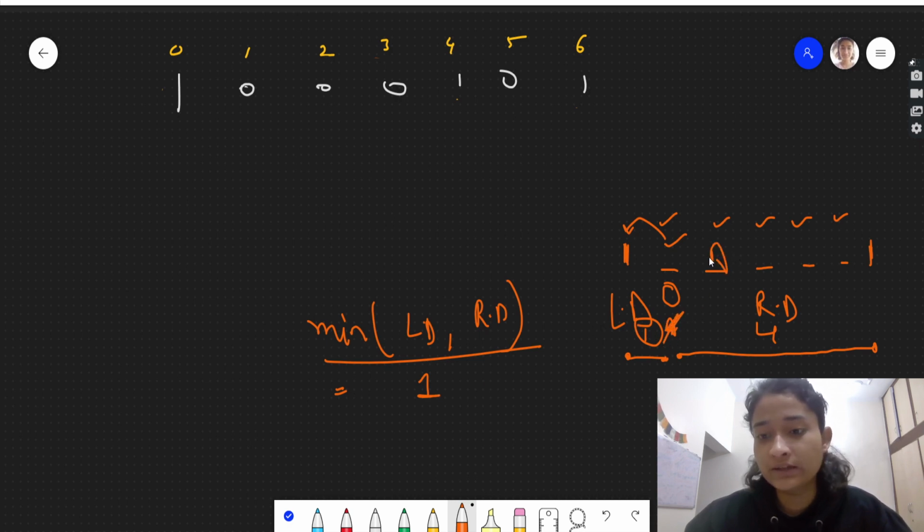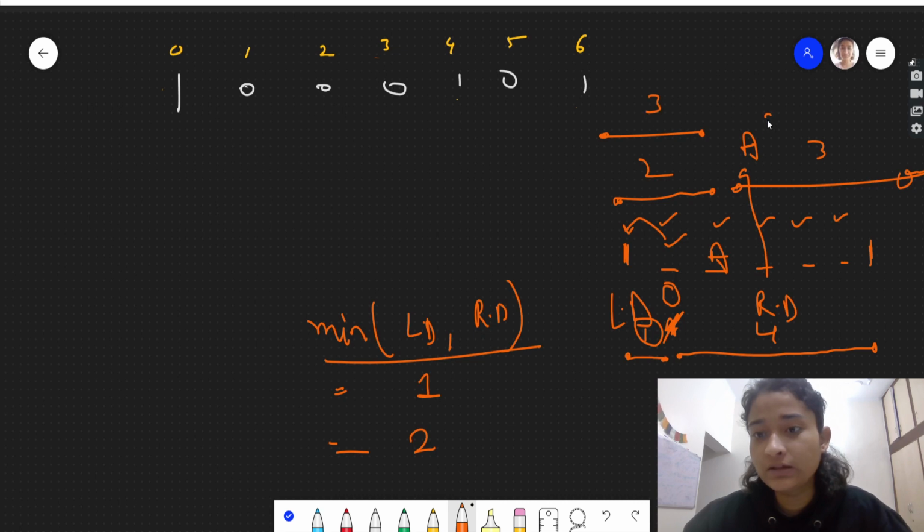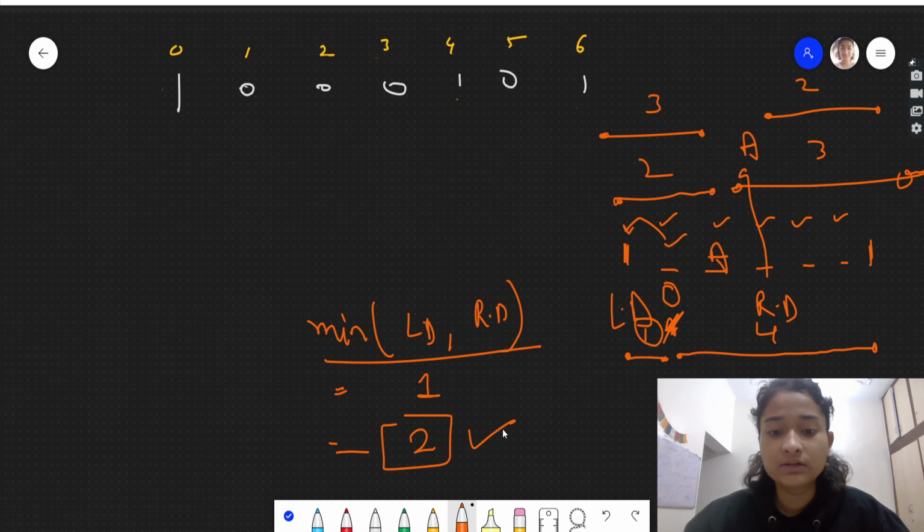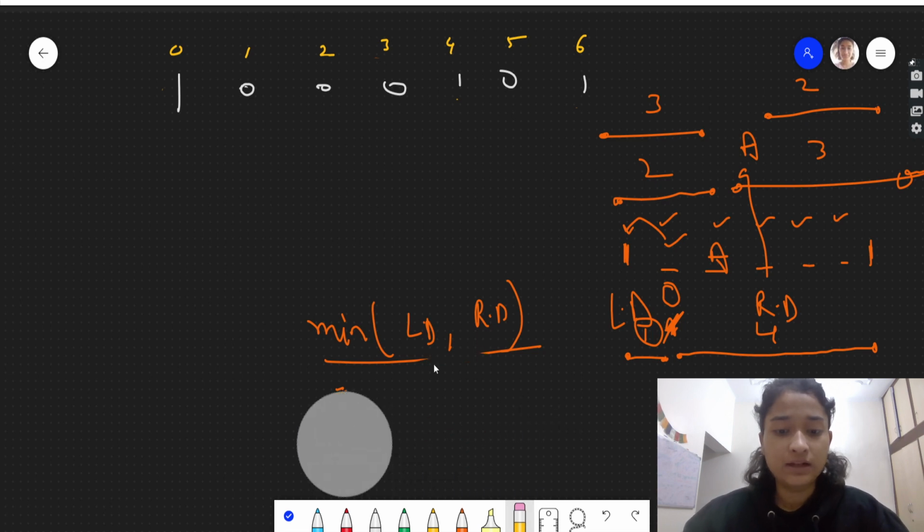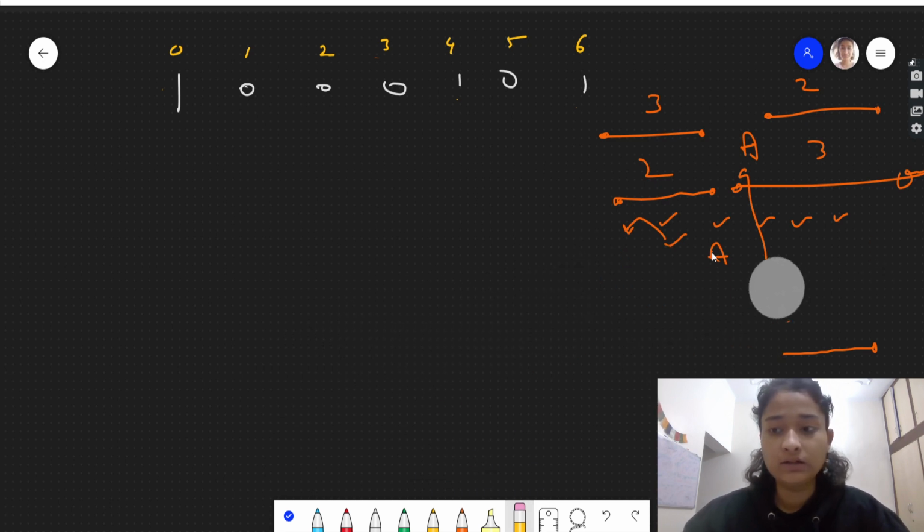Let's say Alex sits here. Then the left distance will be 2 and the right distance will be 3. Then your minimum will be 2. And if Alex sits here, then again the distance will be 3 here and it will be 2. So the maximum distance between Alex and the person could be 2. Right? So now let's see how we will do this.